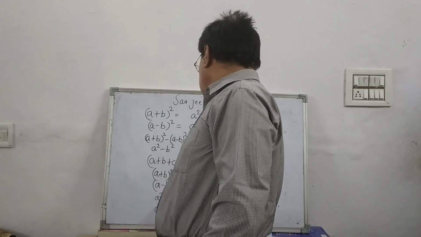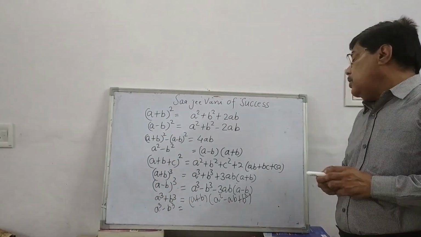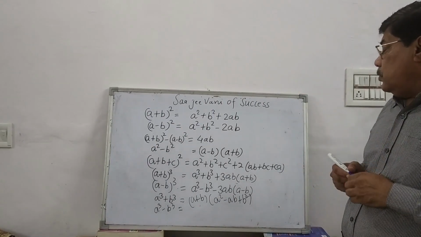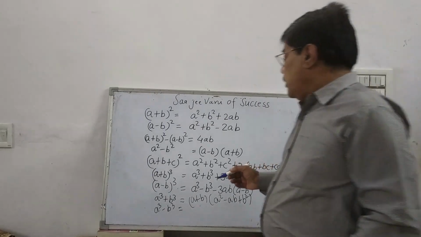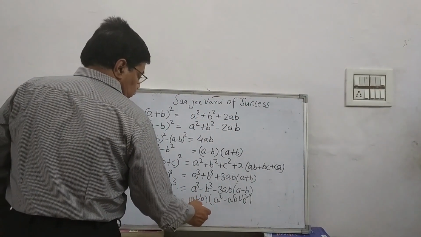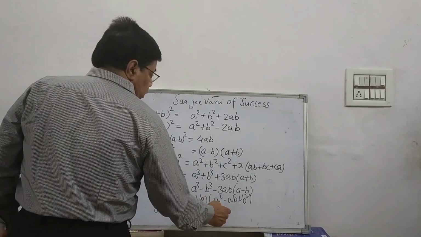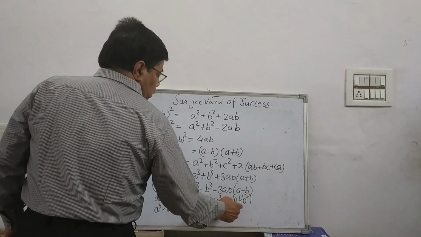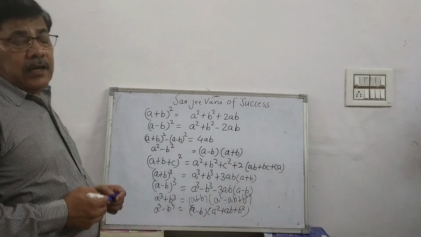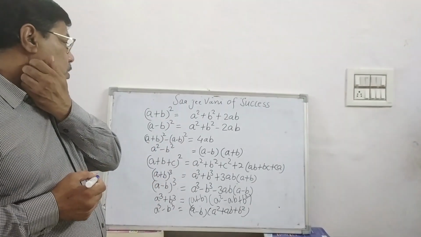minus b cube. Who can tell me the expansion of a cube minus b cube? So expansion will be a minus b. Clear? Then a square plus ab plus b square. Clear? Okay. Then the last one.